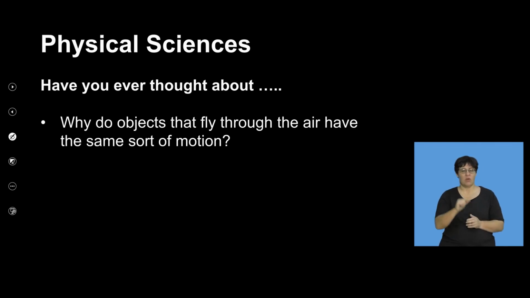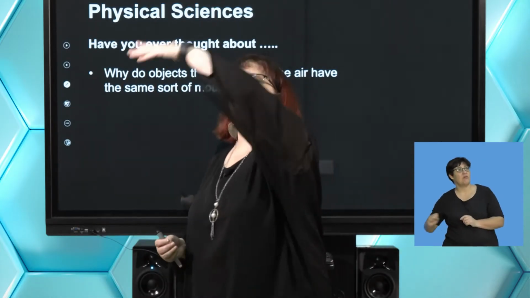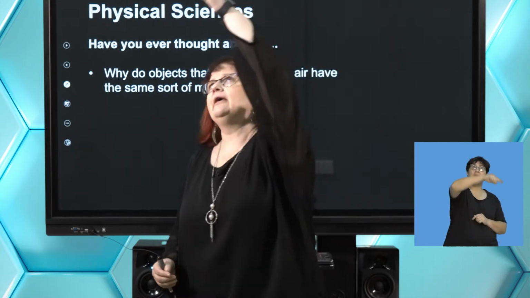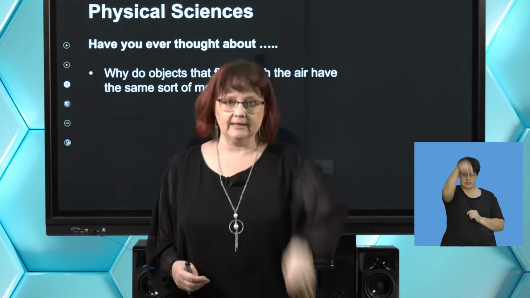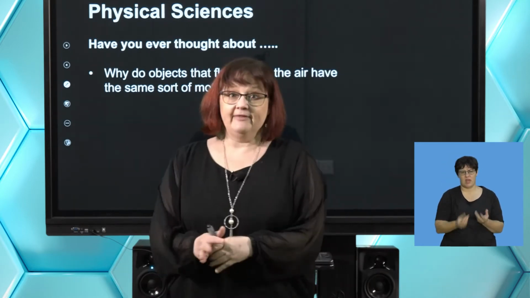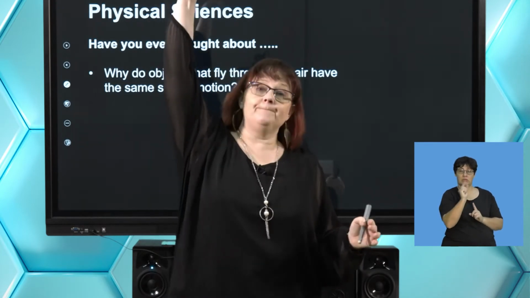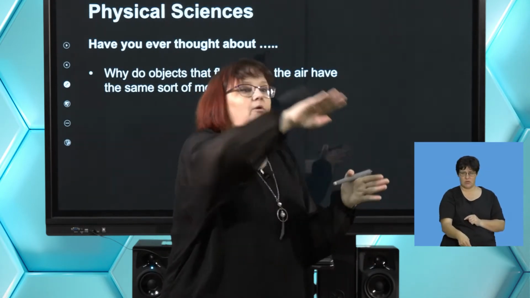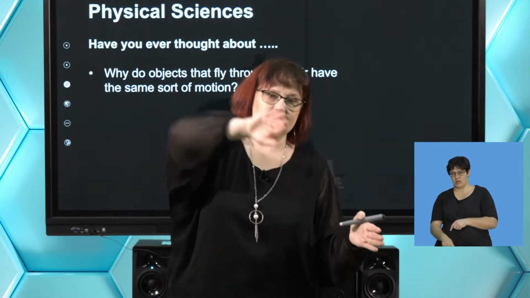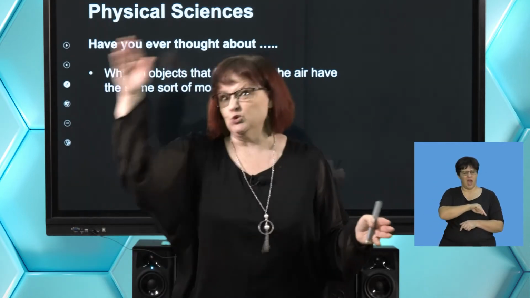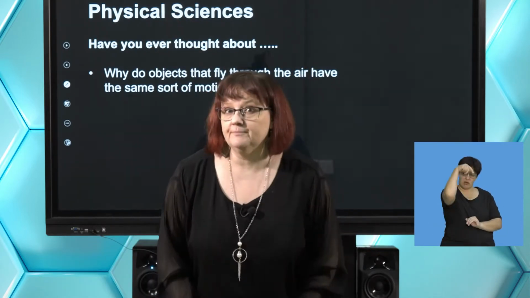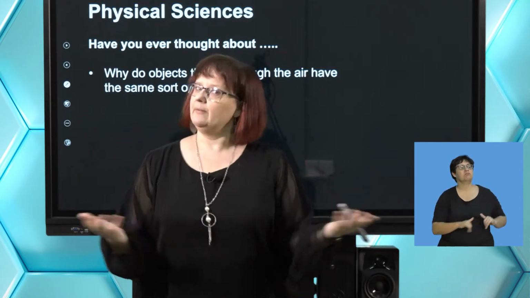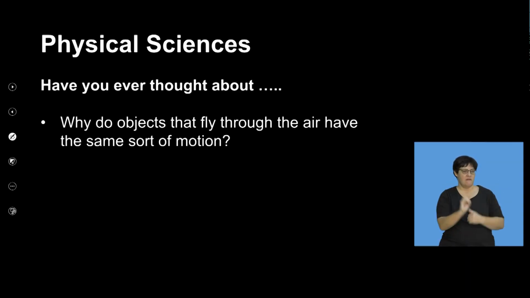Why do objects that fly through the air have the same sort of motion? Why is it that if I throw a ball, the ball will go up and then come down? If I throw it upwards, it's also going to go up and then come down. If I have a gun that's fired up into the air, the bullet will go up and then it comes down. And they always go on this little arc. We're going to ignore that arc motion, and we're only going to consider objects that go straight up and straight down. But there's lots of things that are common about that motion. Let's see what those are.